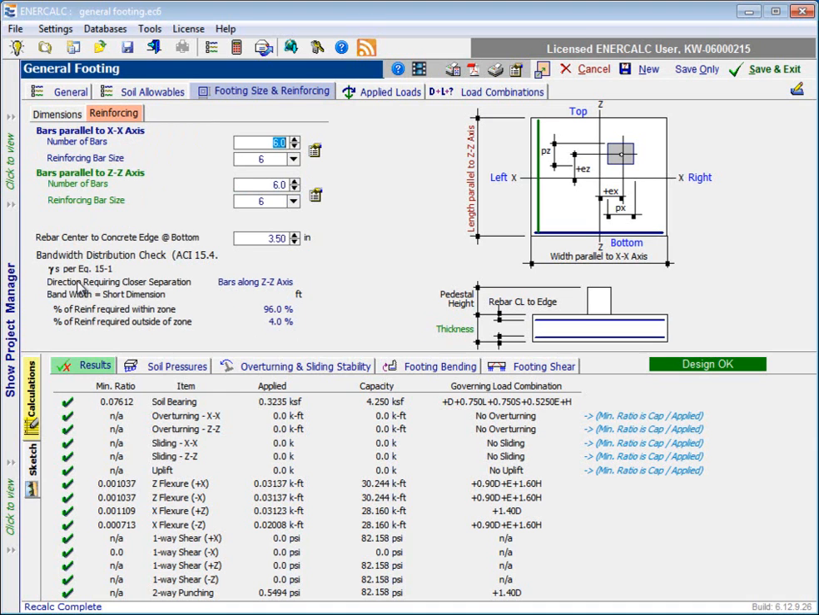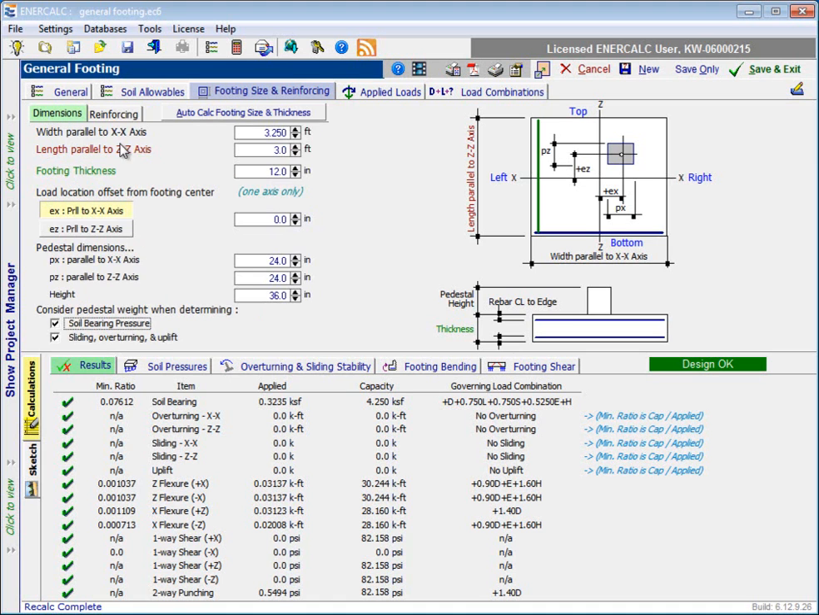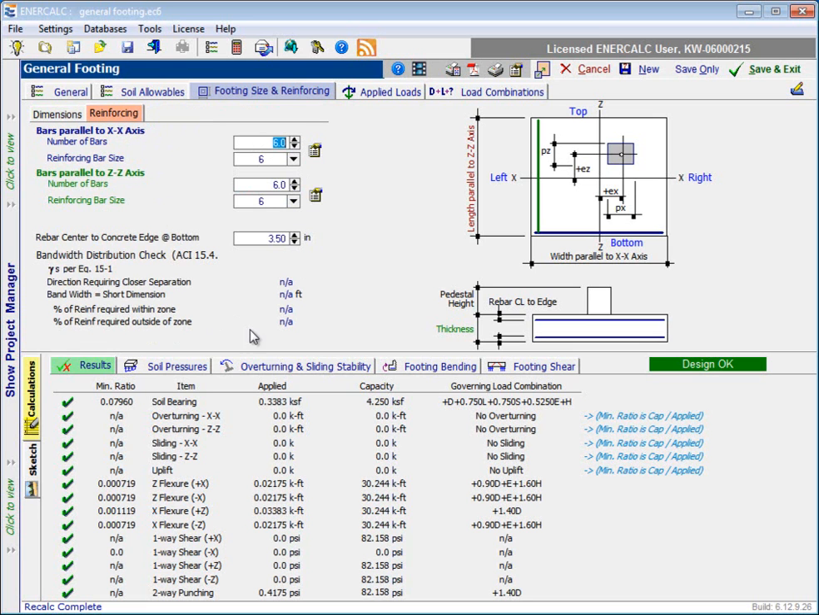This is just performing that simple check that reports the bandwidth and then the percentage of reinforcing that's required to be within the zone and the percentage of reinforcing that's required to be outside of that zone. I'll just reset this back to a square footing for now and come back to the reinforcing tab to show that when the footing is square, those are all nulled out as being not applicable.